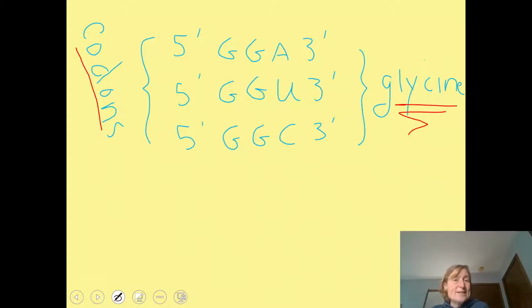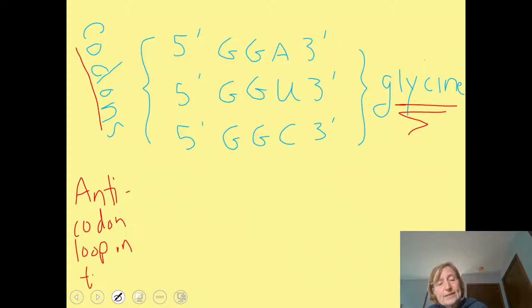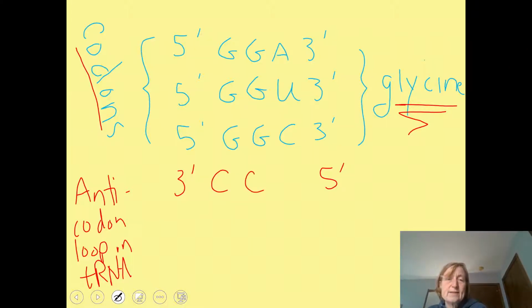It turns out there's one tRNA molecule that can recognize all 3 of these codons. I'm going to write down the anticodon loop in the tRNA molecule that can recognize all 3 of these. It runs the opposite direction. The first nucleotide in each codon is G. So what does G pair with? C. G pairs with C again. So the first two nucleotides in each codon pair with C.